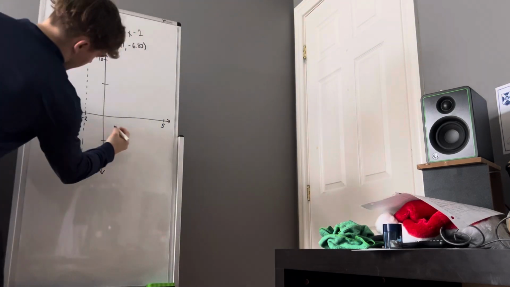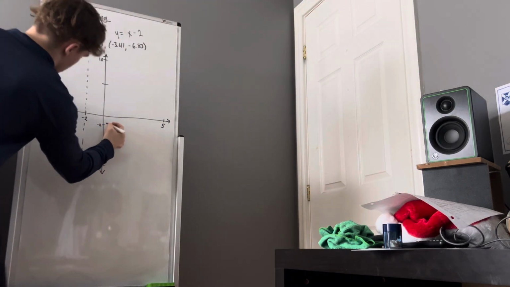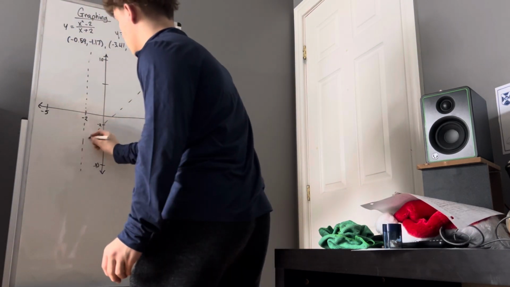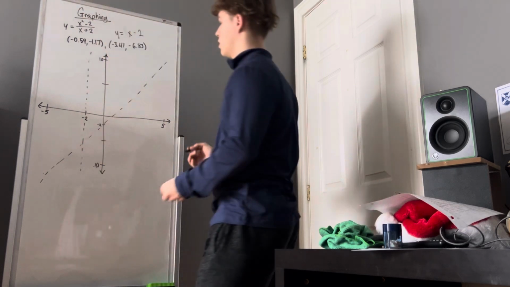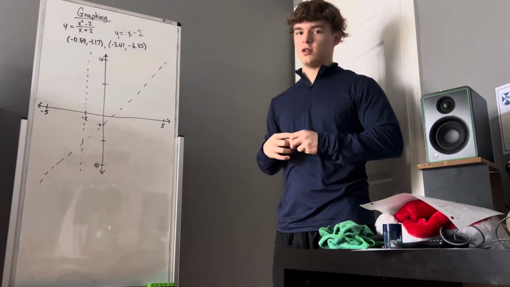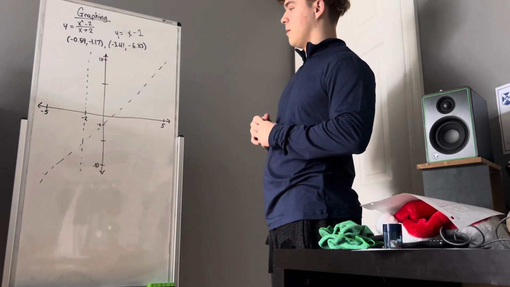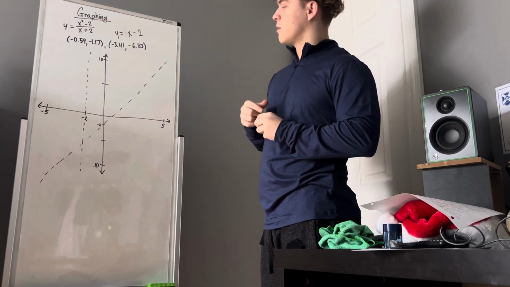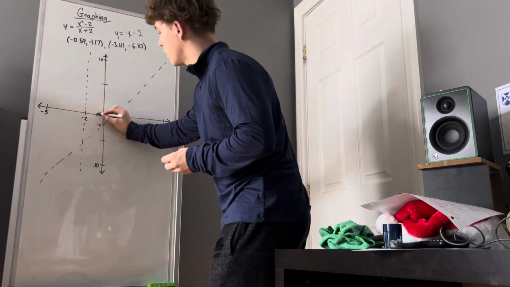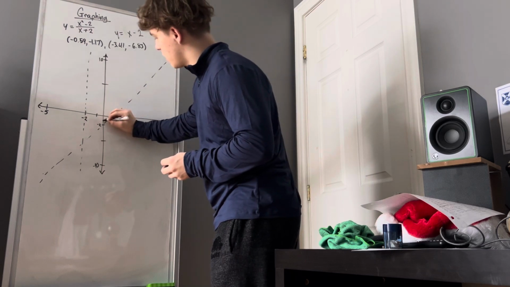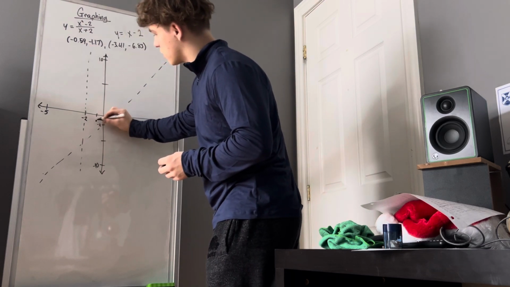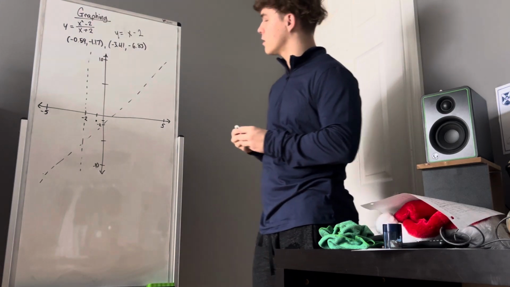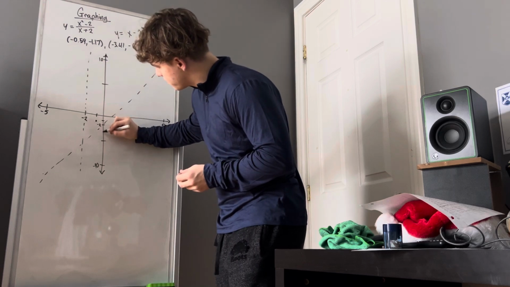Where's minus 2 on this graph? About right here. We'll mark it. Minus 2. Here's our slant asymptote going down like this. Whew. This is quite the task. And we've got our points. Negative 0.59, so about right here. Negative 1.17, so about here. This is our first critical point. And then we've got negative 3.41, so about maybe right here.